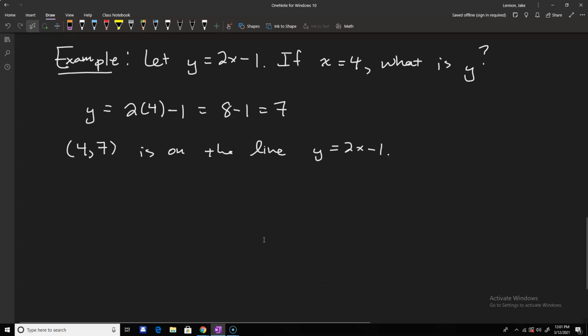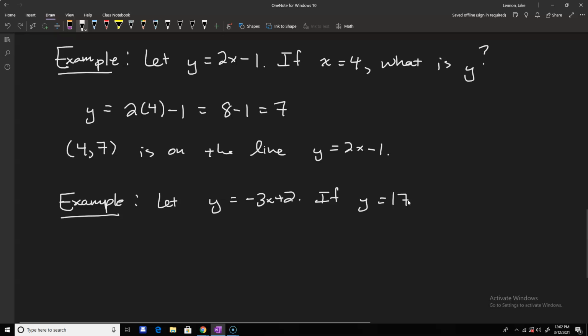They could also give us a y value and ask what is the x value. What would that look like? So for example, let's say let y equal minus 3x plus 2. If y equals 17, what is x?